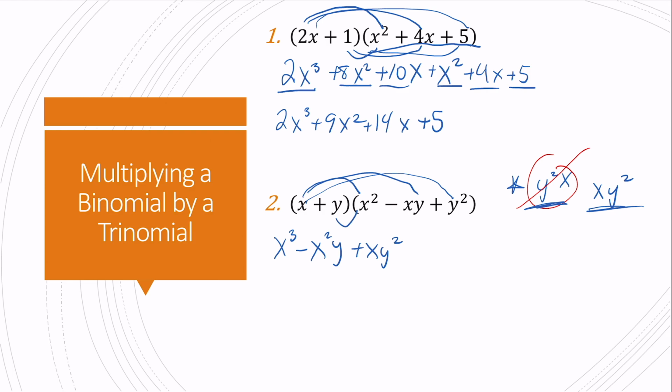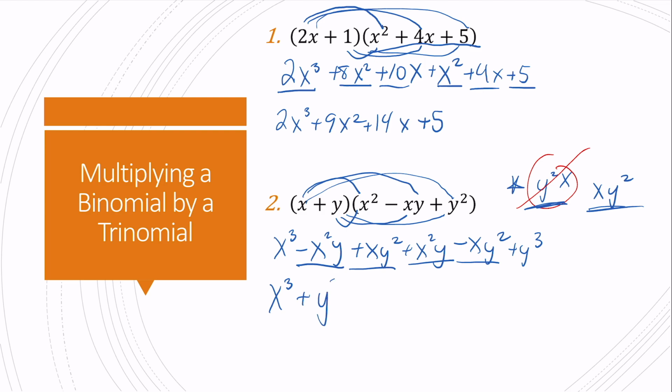Now I do my y times x squared becomes an x squared y. y times a negative xy is a negative xy squared, and y times y squared becomes a positive y cubed. So I've got x cubed, I have negative x squared y and a positive x squared y. Those cancel out. I have xy squared and a negative xy squared. Those cancel out. I'm left with x cubed plus y cubed. This is a sum of cubes, and we're going to learn how to factor these in chapter 5.